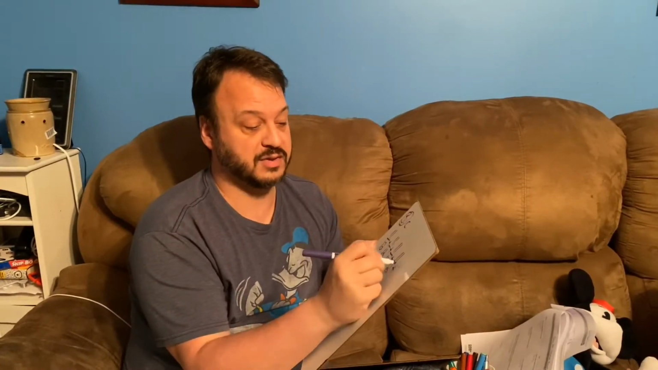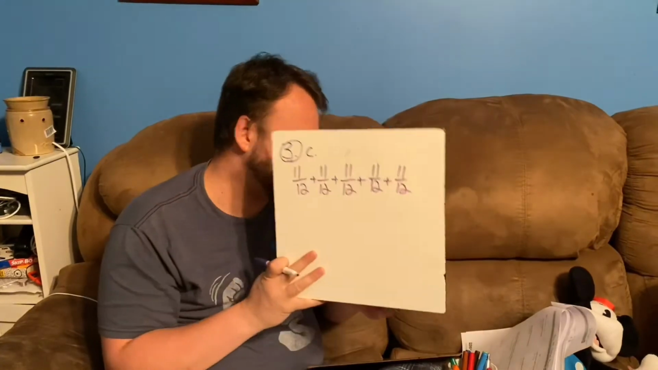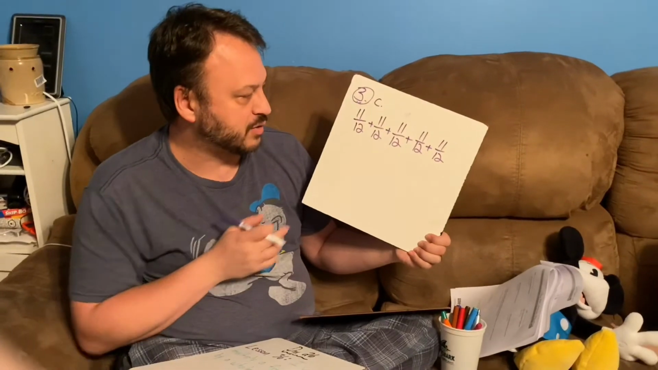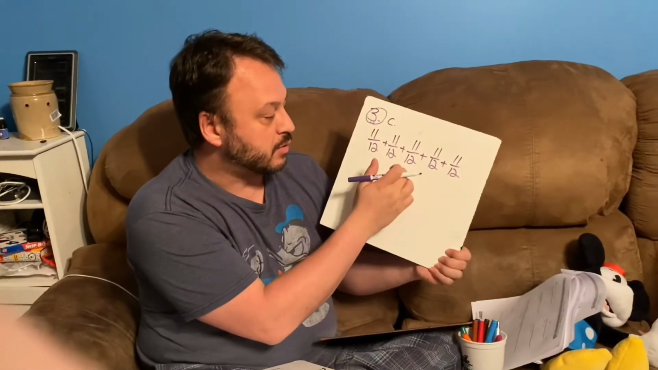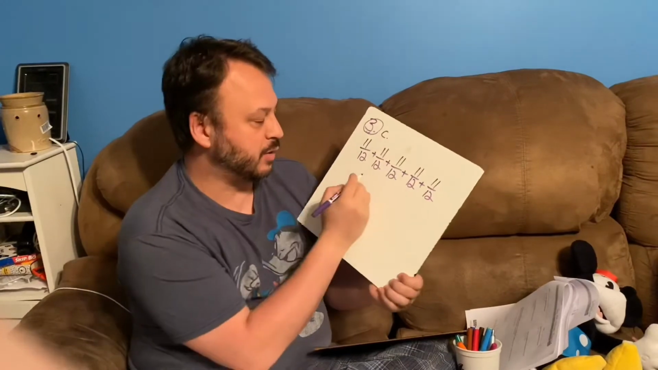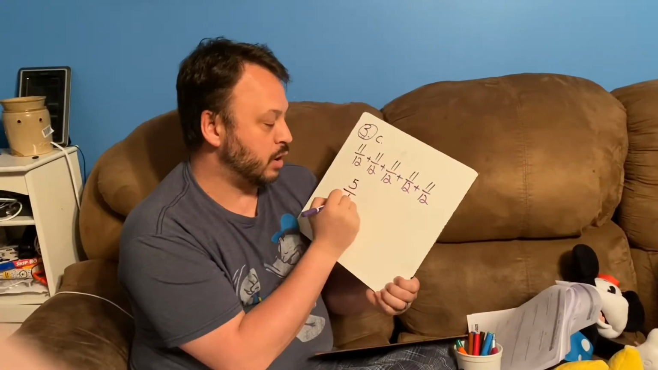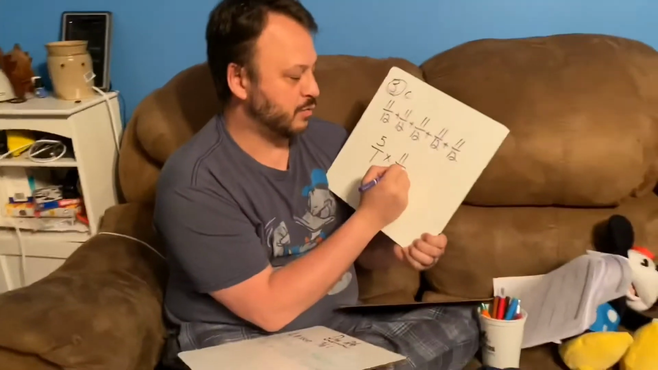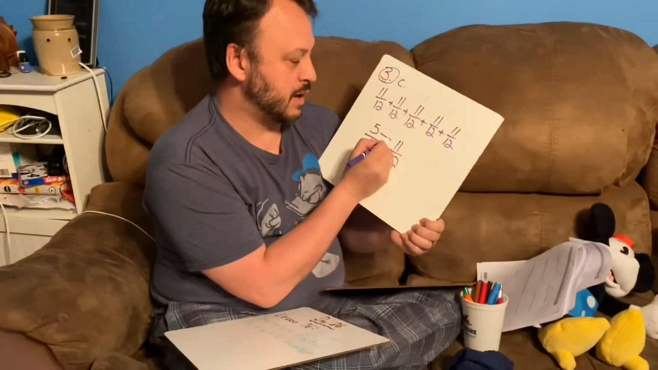This is 3C. I've got 11 twelfths plus 11 twelfths plus 11 twelfths plus 11 twelfths plus 11 twelfths. Wow, that looks like it's going to be kind of crazy, and the number might be kind of crazy. But now, how many 11 twelfths do I have here? Well, 1, 2, 3, 4, 5. 5 11 twelfths. So that's the same thing as 5 over 1. Because remember, if I want to make that 5 a fraction, let's put over 1, times 11 over 12.